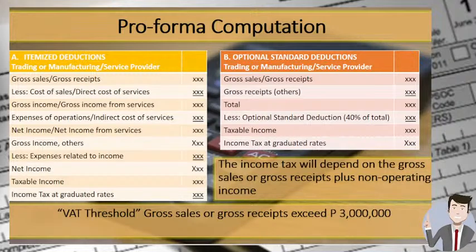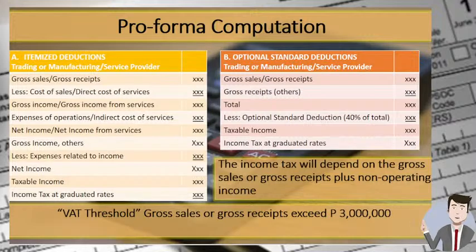Because in a business activity, guys, in a business setup, there are only two options for your status on your business tax. One, you are subject to percentage tax, and the other, you will be considered a VAT taxpayer. So it is either one of the two: either you are percentage tax or you are VATable.